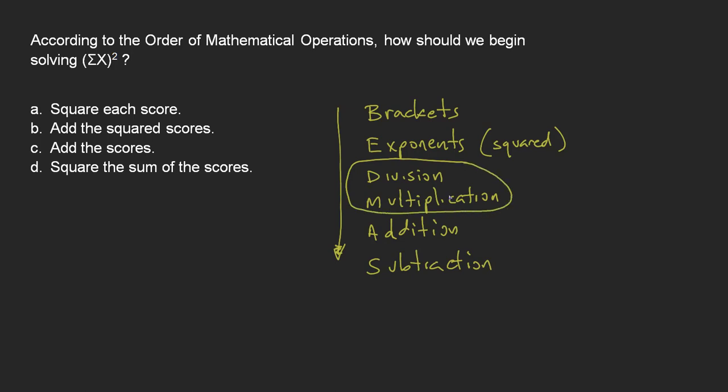Division and multiplication are grouped together. You could do multiplication before division. It's not going to change anything. Same thing with addition and subtraction. The order here actually doesn't matter. So really it's just brackets, exponents, and then division or multiplication, and then addition or subtraction.